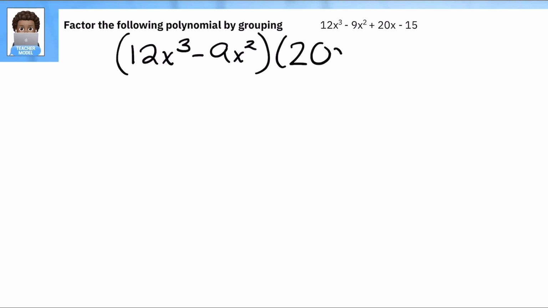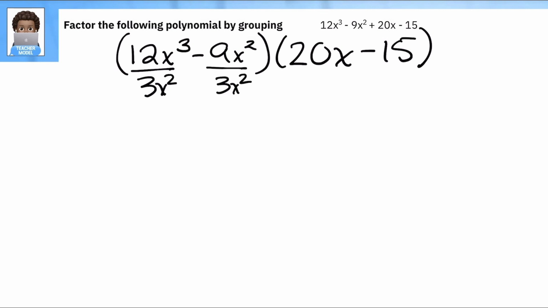So starting off, I'm going to write out my terms, and my goal is to set this up into 2 different groups where I can find a common factor. And this is pretty convenient because there is a common factor in both sets of groups. In the first one, I can factor 3x squared. And the second one, there's a common factor of 5.